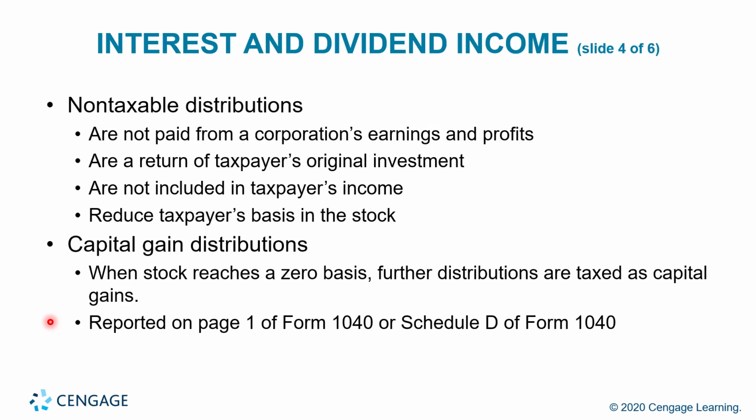Non-taxable distributions. They are not paid from a corporation's earnings or profits, are a return of taxpayers' original investment, are not included in taxpayers' income, and reduce taxpayer basis in the stock. Capital gain distributions. When stock reaches a zero basis, further distributions are taxed as capital gains, and this is reported on page 1 of your Form 1040 or Schedule D of your Form 1040.